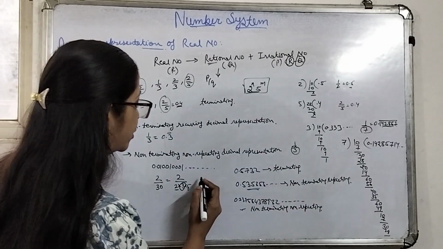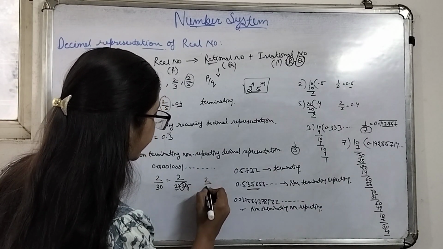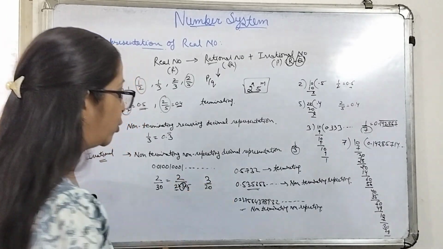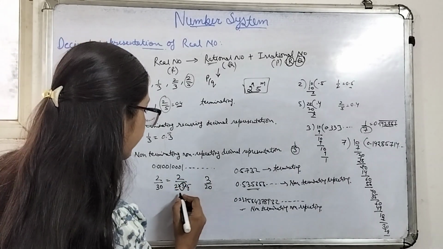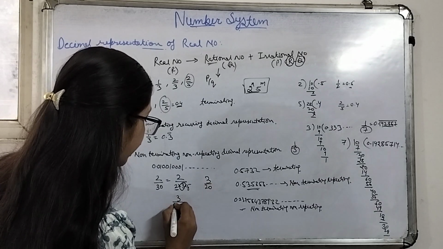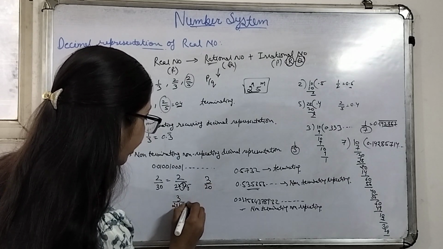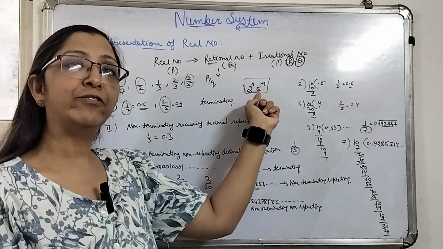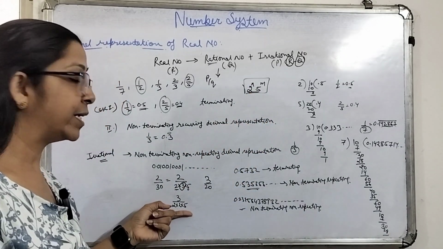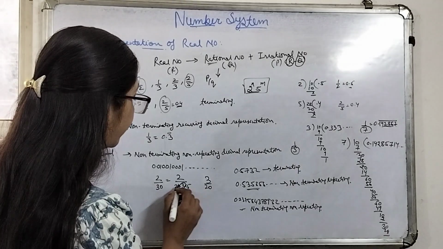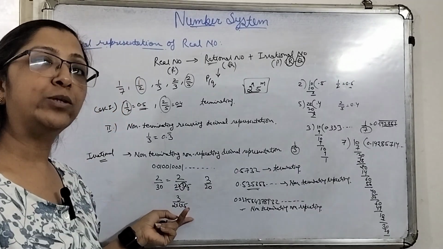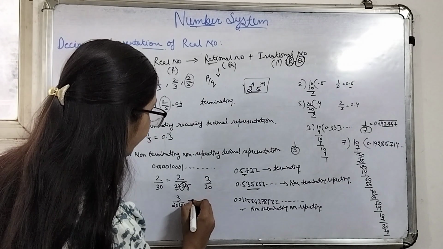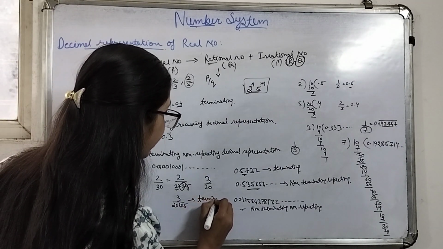But if it is, say, 3 upon 20, then the denominator 20 could be written as 2 into 2 into 5. So in the denominator, it is in terms of 2 raised to the power n, 5 raised to the power m. Only 2 and 5 are there in the denominator. So such numbers, if we convert them into decimal, will terminate after certain steps, and it will be a terminating type of decimal representation.